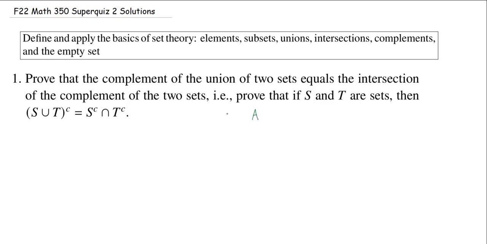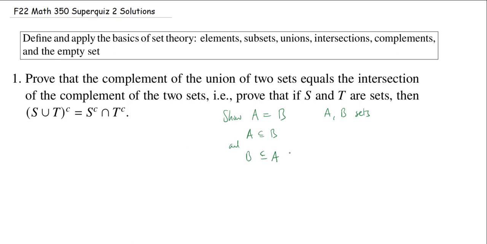So if I want to show A is equal to B, where here A and B are sets, then what I'm required to do is to show that A and B have the same elements. And so one way of doing that is by saying, well, let me show A is contained in B and B is contained in A. And when I say contained, I mean is a subset of.